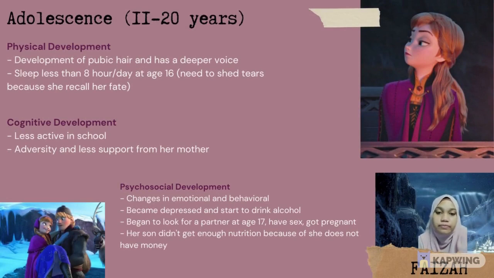For adolescence, Anna develops some hair on some parts of her body and also has a deeper voice. She also sleeps less than 8 hours a day at age 16 because she always recalls that she is fat and she always cries. That is the reason she is frequently sleepy in class. That is for physical development.